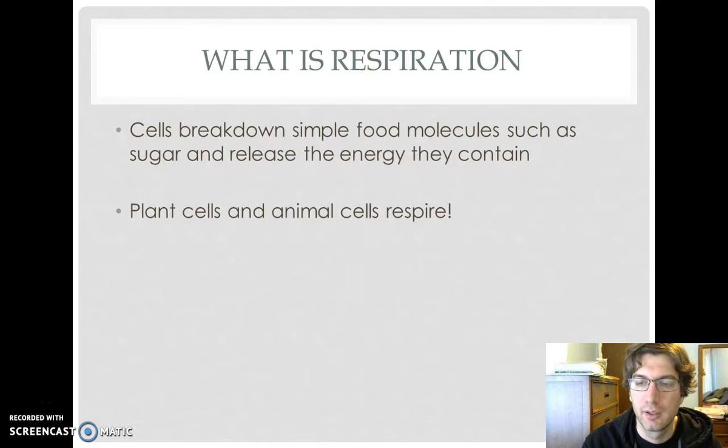Again, breathing requires a set of lungs. Not all living things have lungs, but all living things will go through respiration. That includes your plants. So plant cells and animal cells will respirate, same with bacteria cells and other organisms. So again, this is our process of breaking down simple food molecules and releasing the energy from them.